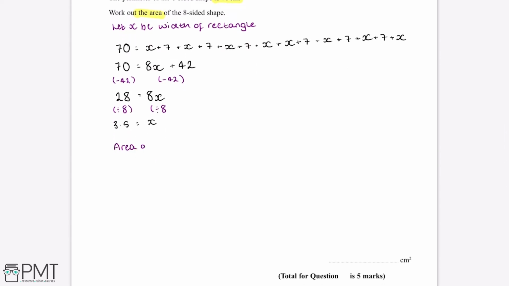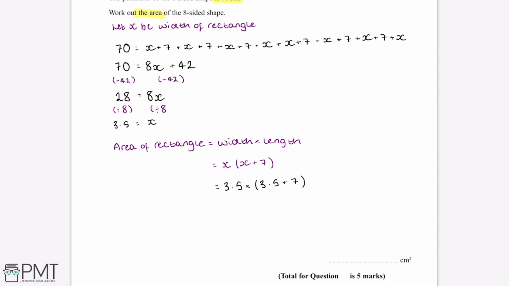So the area of a rectangle is equal to the width multiplied by the length. So in terms of this question, our width was x centimetres and our length was x plus 7 centimetres. Now the value we worked out for x was 3.5, so we can substitute this into our formula. And this gives us that 3.5 multiplied by brackets 3.5 plus 7 is equal to the area of the rectangle.